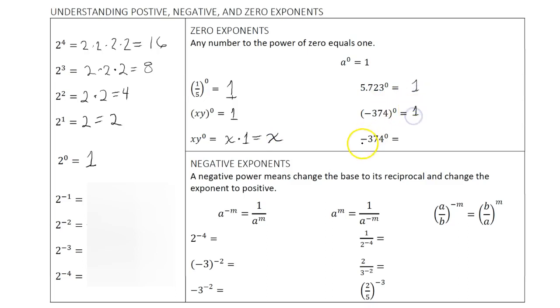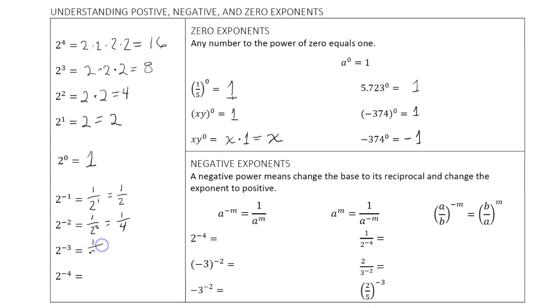A negative number to the zero power is 1 in parentheses, but a negative number to zero power outside parentheses is negative 1. A negative power has a strange meaning. It means to change the base to its reciprocal and make the power positive. Thus, 2 to the negative 1 is 1 over 2 to the 1, or 1/2. 2 to the negative 2 is 1 over 2 squared, or 1/4.